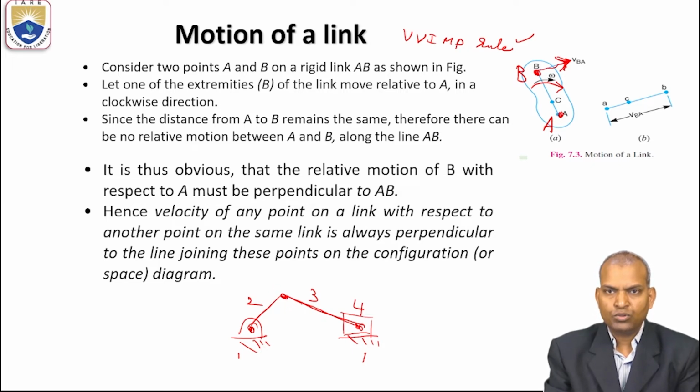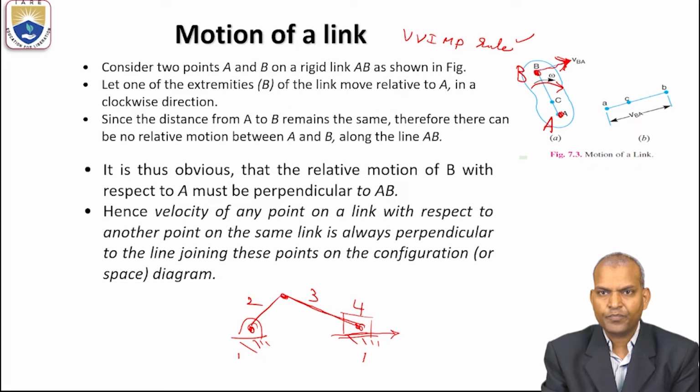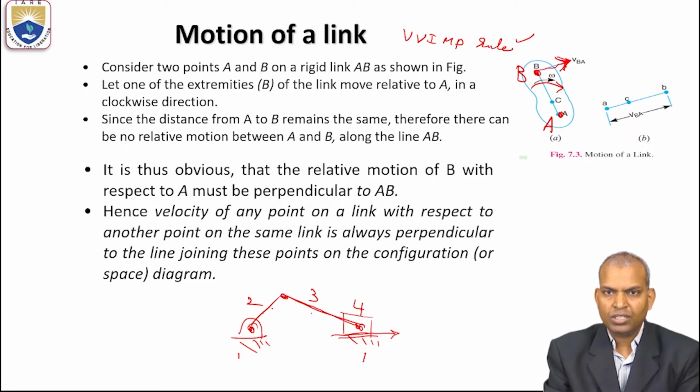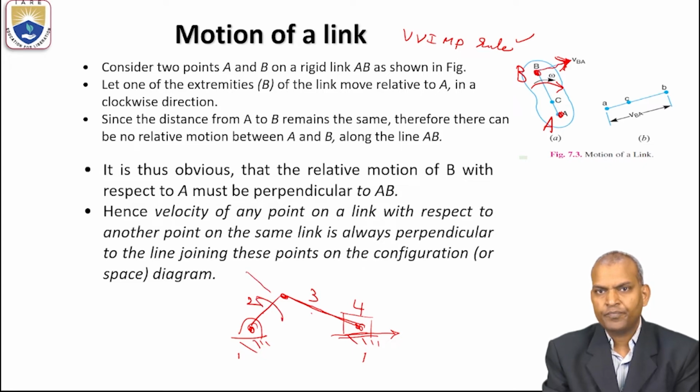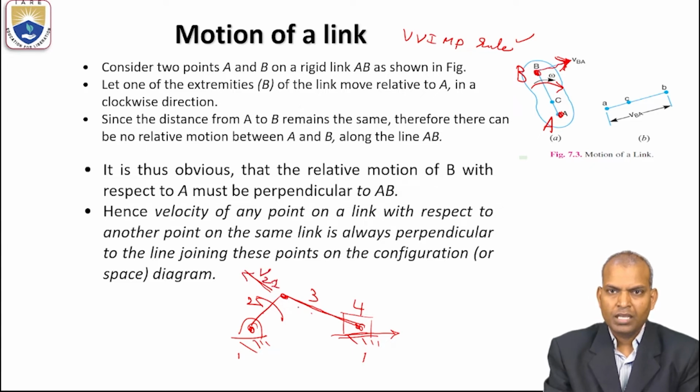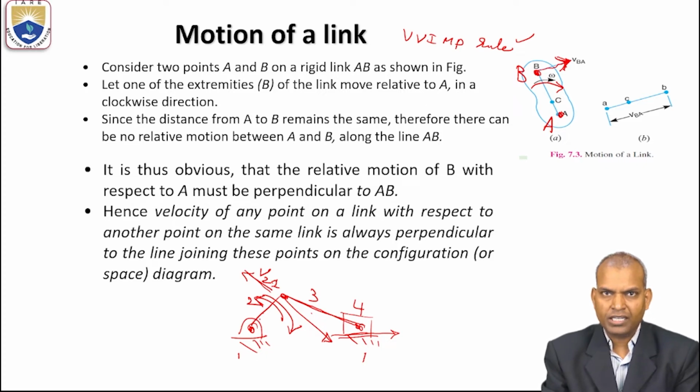For link 4, the motion is linear, along a horizontal line. But for links 2 and 3, the lines in the space diagram give the directions for the velocity diagram. The velocity will be perpendicular, depending on whether it is counterclockwise, that is the velocity of link 2 with respect to the fixed link, V21. If it is clockwise, it will be in the other direction, but it should be normal to link 2 in the space diagram. That is the way we will draw the velocity diagram.